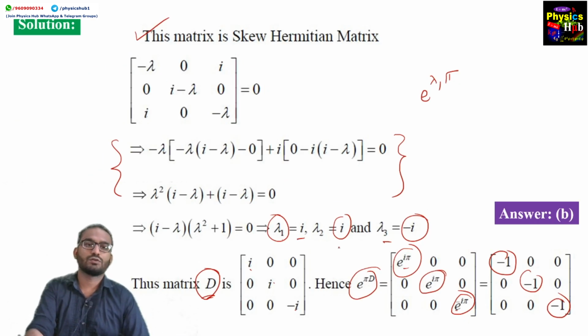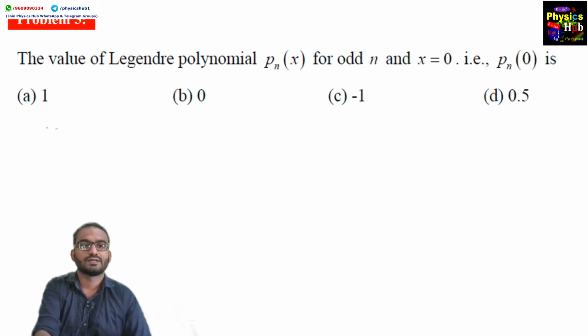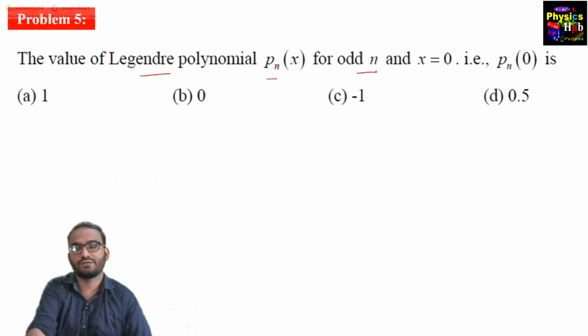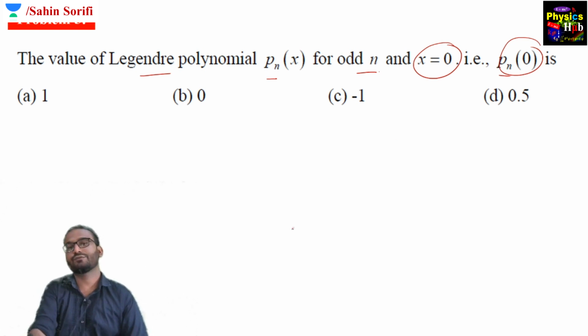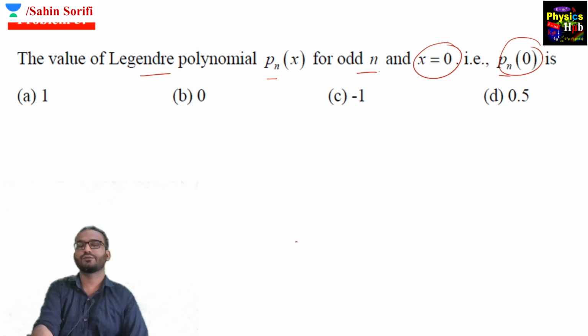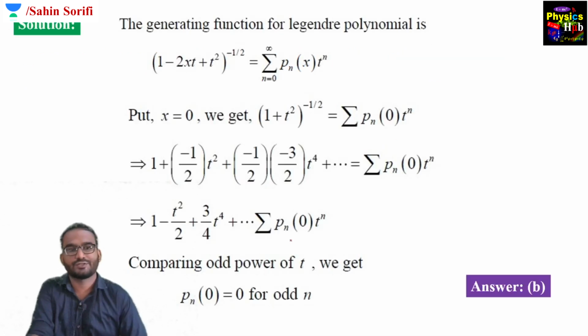Let's quickly move toward the last problem of this set. The value of the Legendre polynomial Pn of x for odd value of n and x equals 0, that is, Pn at x equals 0, is? So how to evaluate this? This is also a very good question from special functions.